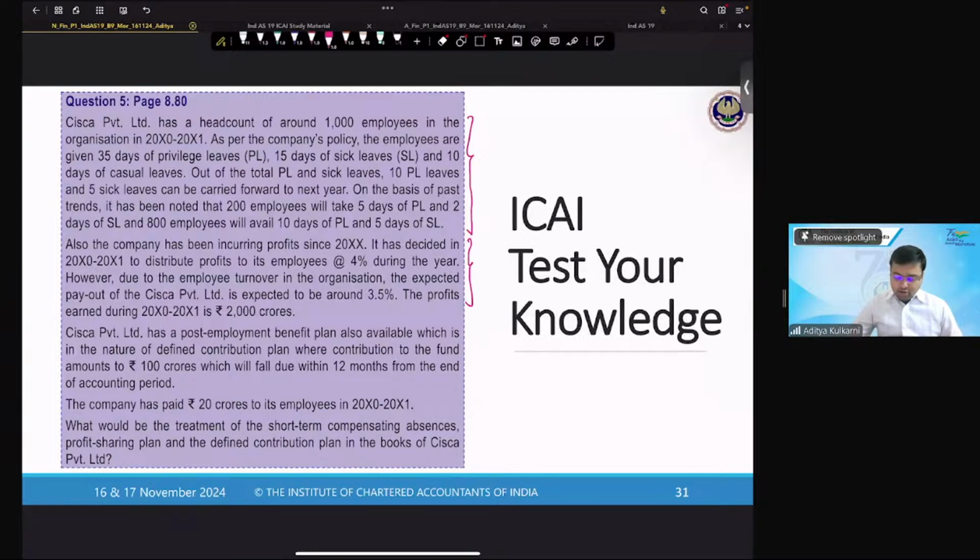Post-employment benefit plan also available. Nature of defined contribution plan. Contribution to the fund amounts to 100 crores, which will fall due within 12 months. Company has paid 20 crores to its employees in 20X1. What would be the treatment of the short-term compensated absences, profit sharing plan, and the defined contribution plan in the books of Cisca Private Limited? So very simple. I want you to try this for your homework. It's a cumulative total of whatever we have done so far.